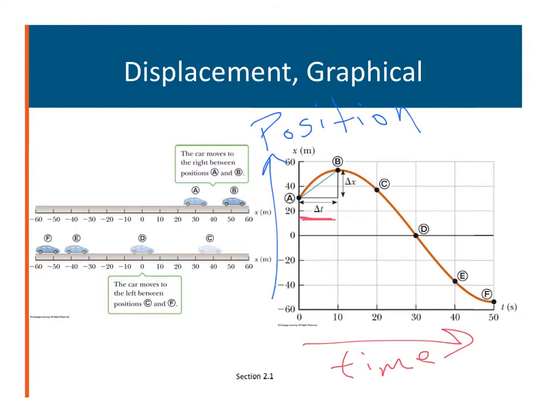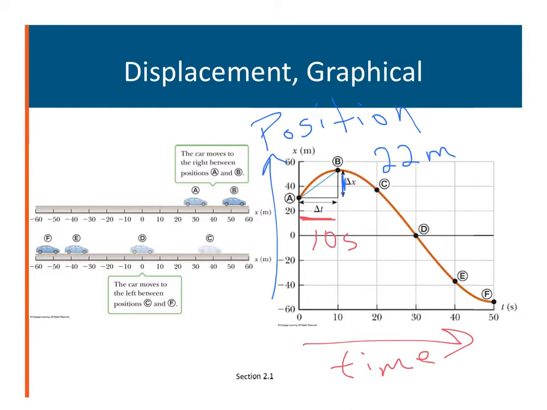But we look at the change in position from A to B, and that change is the displacement that we found earlier, that 22 meters from position A to position B. So we talk about delta x is 22 meters, and delta t is 10 seconds. So the change in time is 10 seconds. The change in position, or the displacement, is 22 meters.